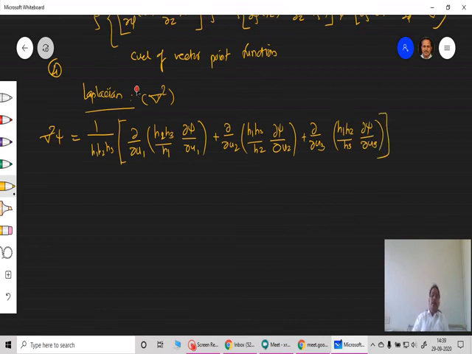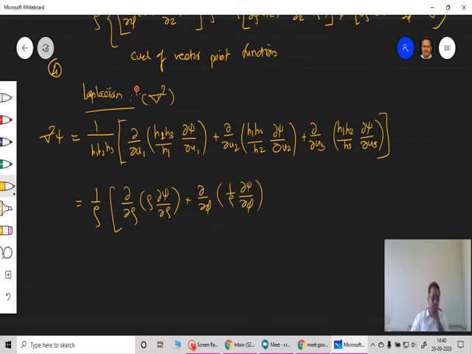So I know h1 h2 h3 are 1, rho and 1, u1 u2 u3 is rho, phi and z, and therefore I'll get this as equal to 1 upon rho, product of all these h1 h2 h3 is rho, into the bracket ∂/∂rho of rho into ∂psi/∂rho, this is my first term in the bracket, plus ∂/∂phi of 1 upon rho times ∂psi/∂phi, this is my second term, and third term is plus ∂/∂z of rho times ∂psi/∂z. Okay, further also we can solve this.